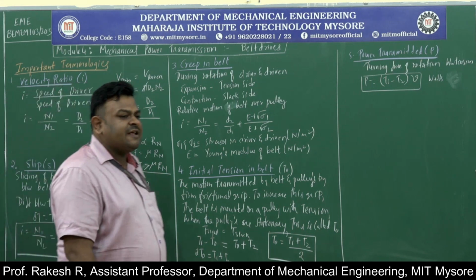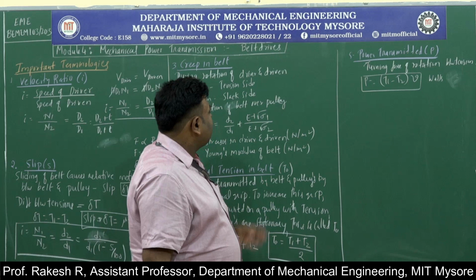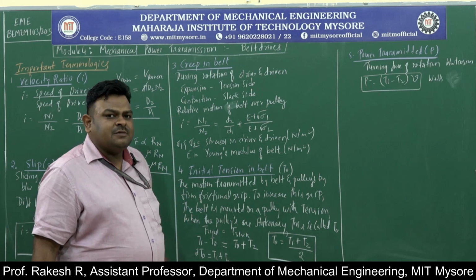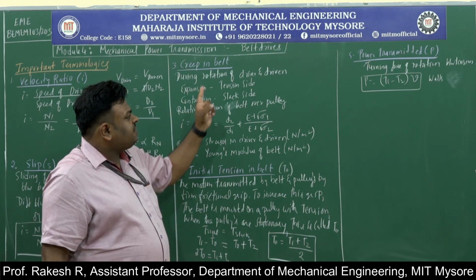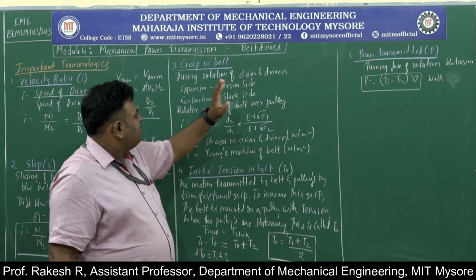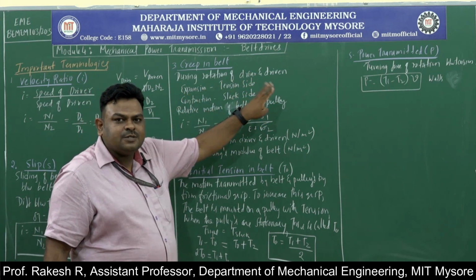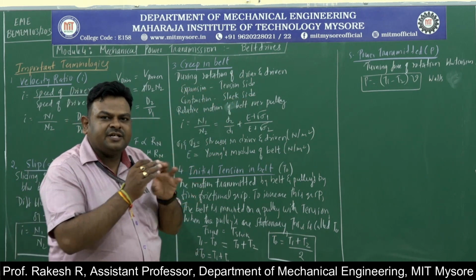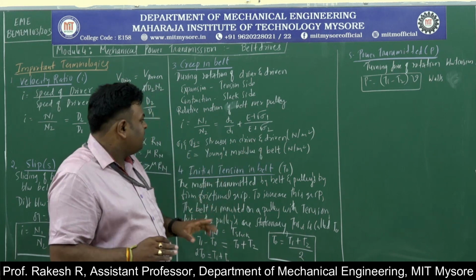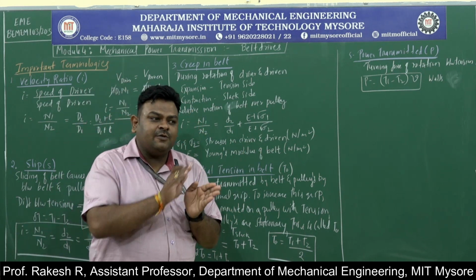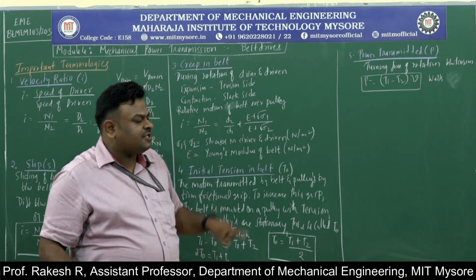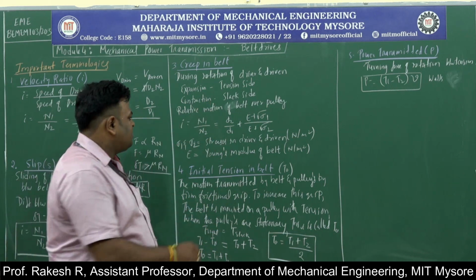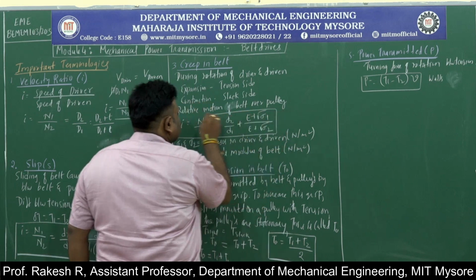Then another important one is creep in the belt. Creep is another mechanical terminology we will be using. During rotation of the driver and driven, there is an expansion on the tight side and a contraction on the slack side. Due to this expansion and contraction, relative motion of the belt over the pulleys occurs. This condition is creep. Sometimes we need to avoid this. This is the formula to calculate the velocity ratio using creep.